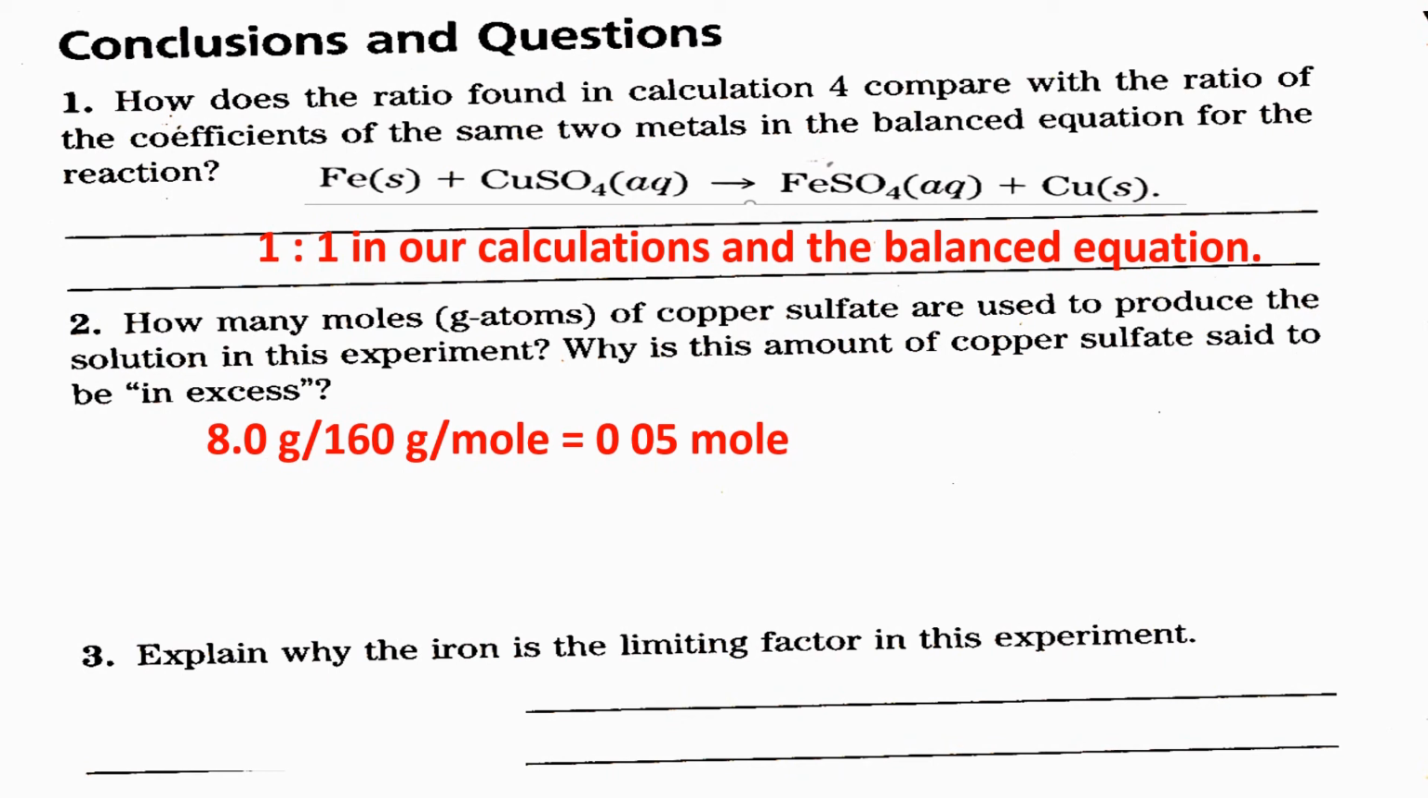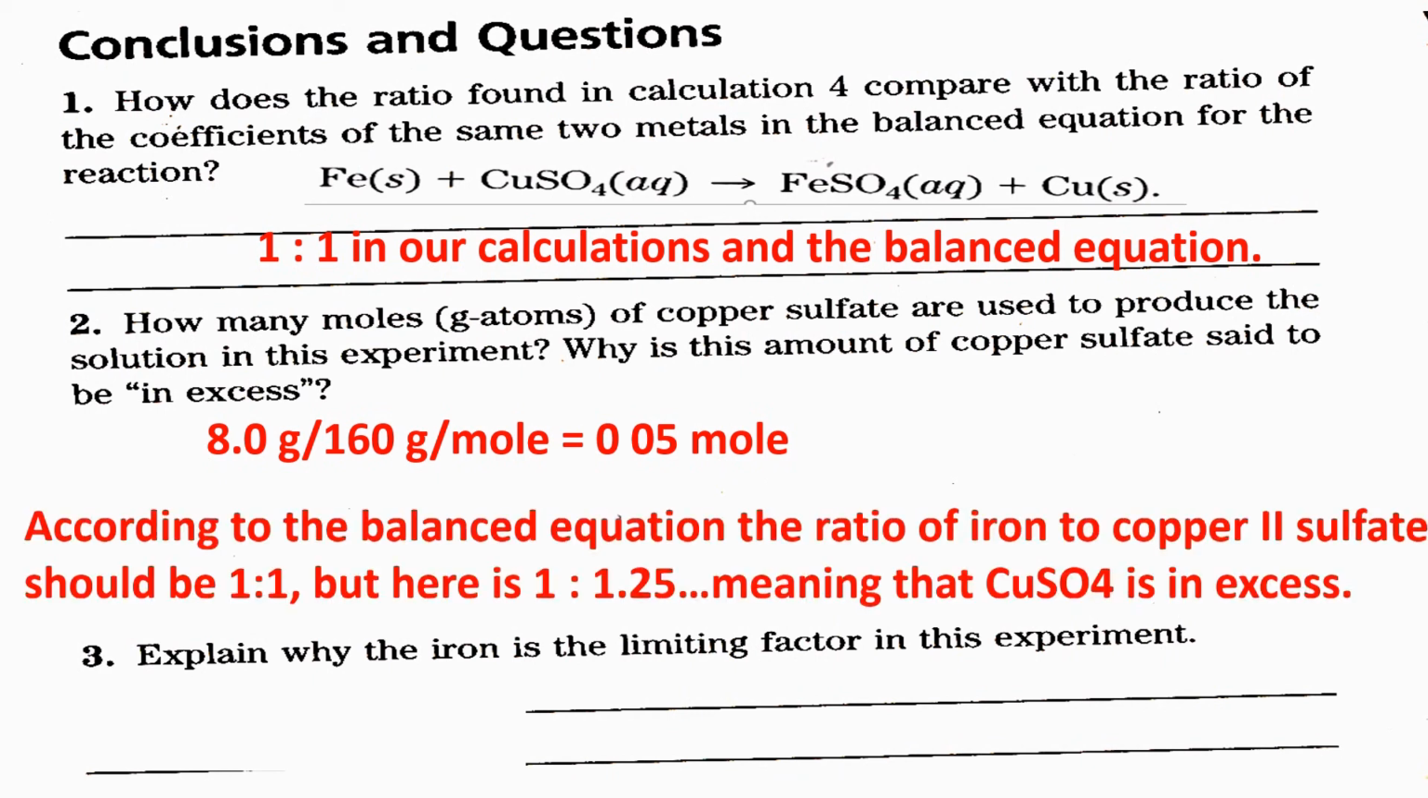Why is this amount excess? Because it should be 0.04 moles. It should be a 1:1 ratio. According to the balanced equation, the ratio of iron to copper sulfate should be 1:1. But here it is 1 to 1.25, meaning that copper sulfate is in excess. Explain why the iron is a limiting factor in the experiment. Well, all the iron was used up.